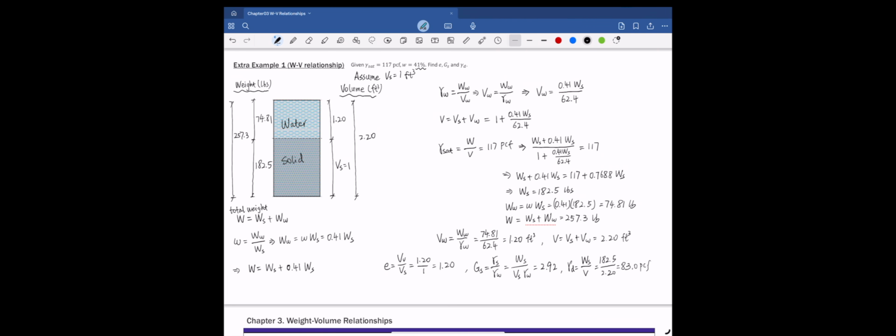Again, as you can now tell, assuming Vs equals 1 for this particular example makes it much more difficult to solve compared to the previous case where we assume total volume is 1. So this assumption of Vs or V being 1 is really problem dependent.